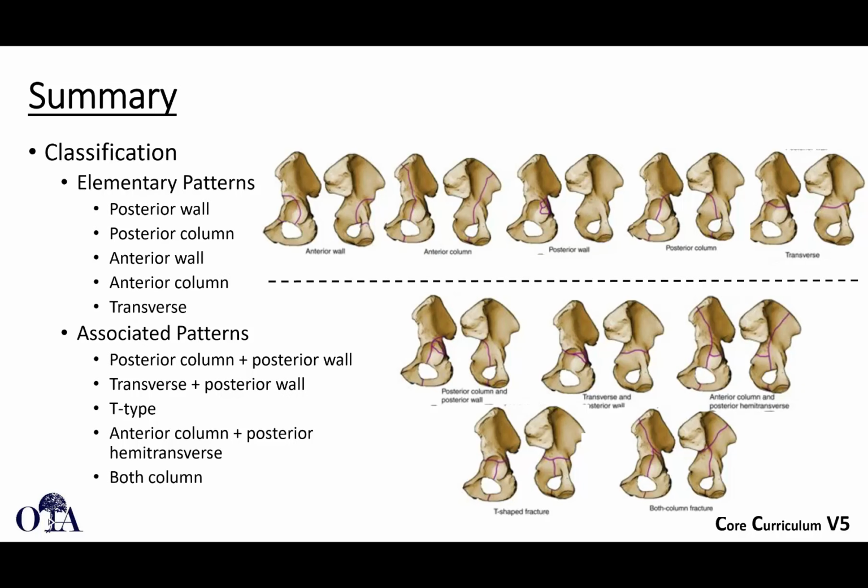Here are the 10 fracture types in the Letournel classification. You have your elementary patterns, which include single column fractures, and then you have the transverse fracture, which is a nice pure elemental fracture, so it's included in there. And then you have the associated patterns, which generally involve a couple of different elementary patterns, or an elementary pattern with something else involving multiple columns, etc.